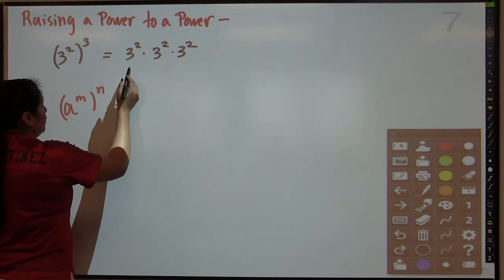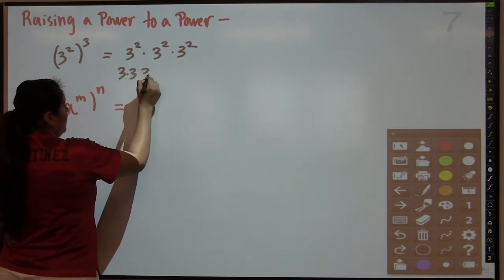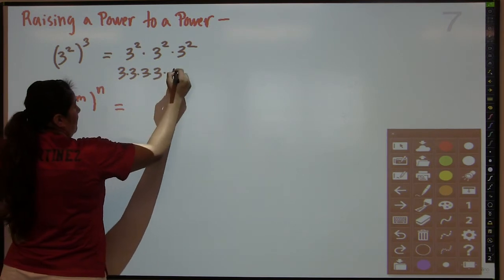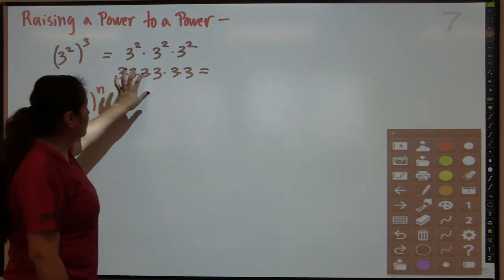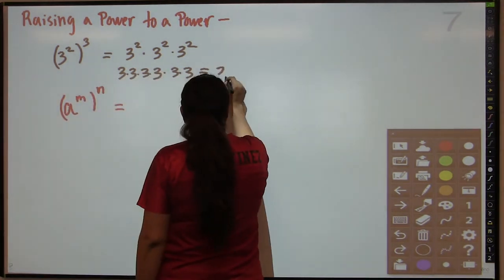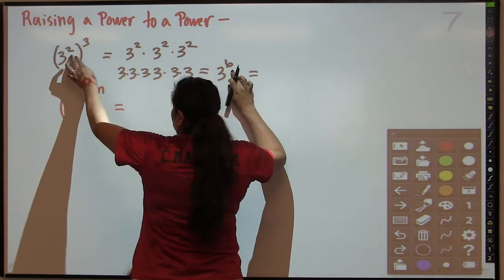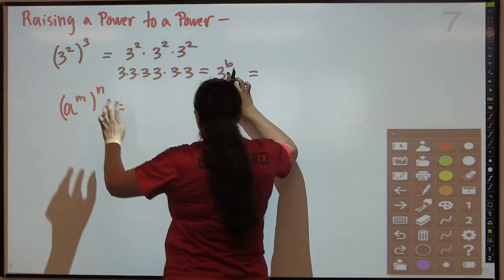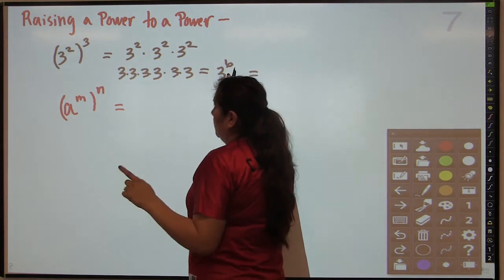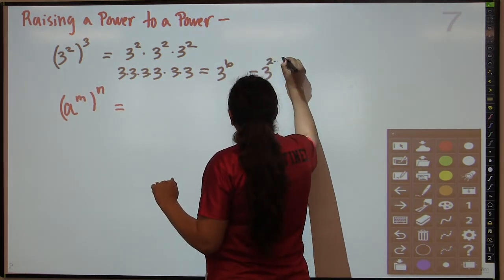So 3 squared, furthermore, is 3 times 3, 3 times 3, and then 3 times 3. So at the end of the day, how many 3s do we have? 1, 2, 3, 4, 5, 6. It's 3 to the 6th power. And my question is, how is the 6 related to the 2 and the 3? You can't add 2 and 3 to get 6. You can't subtract 2 and 3 to get 6. But if you multiply 2 and 3, then you get 6. So this is 3 to the 2 times 3 power.